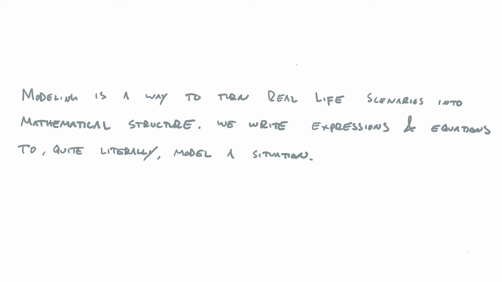All right, now modeling is more involved. Modeling, typically, we're talking about some kind of word problem, because modeling is a way to turn real life scenarios into some kind of mathematical structure. Typically, it's an equation, right, or a formula or something like that. So we write expressions and equations to quite literally model a situation. So for an example, I am just going to Google search Northwest Natural gas prices in Monmouth.